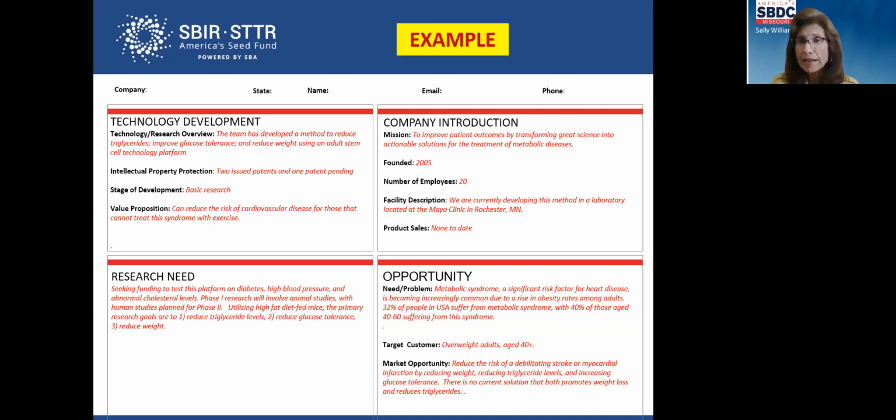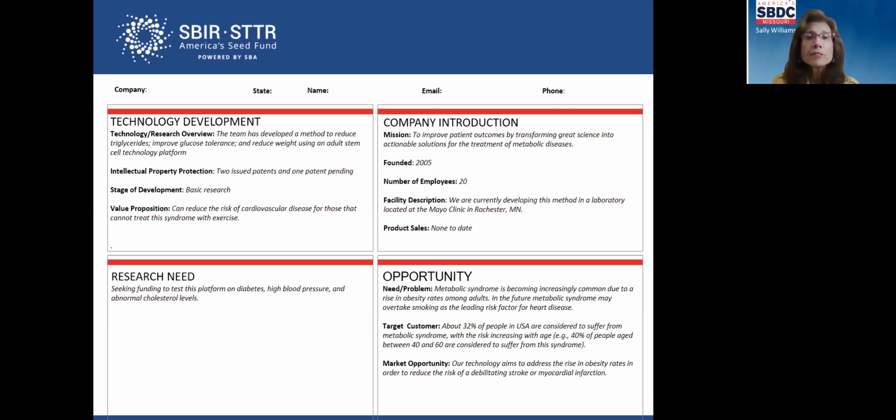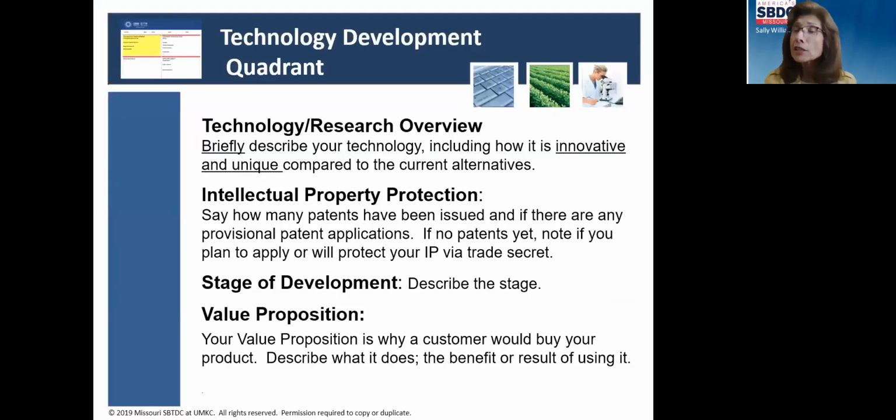They will have already read it and they will have it in front of them for your online discussion. Okay, so, and here's what it looks like if it's all filled out. Okay, so let's start by quadrant, the technology development quadrant. It's in the upper left-hand corner.